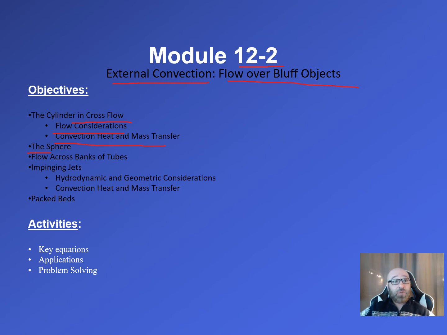Then we're going to look at our sphere, move along to our flow across a bank of tubes, talk about our impinging jets, looking at our hydrodynamic and geometric considerations, as well as our convection, heat, and mass transfer. And last, we'll finish up with packed beds. Within this module, our 12.2, again, we're going to go over the theory for these above topics, talk about our governing equations, look at some practical applications, and then go through my hand solution to an example problem.